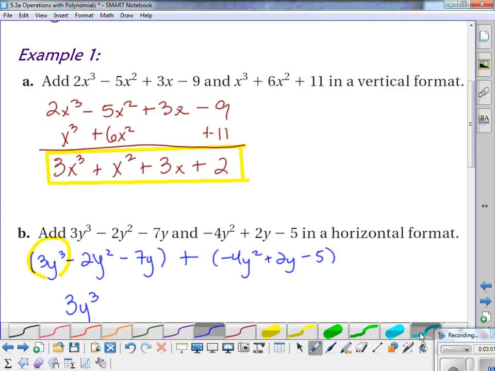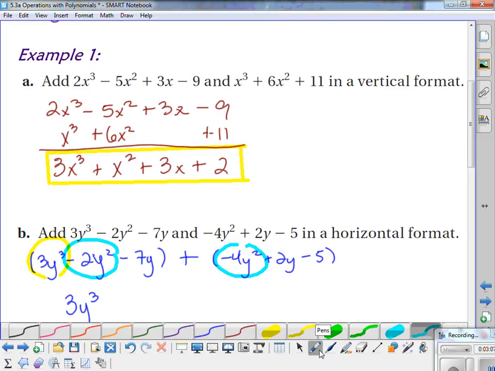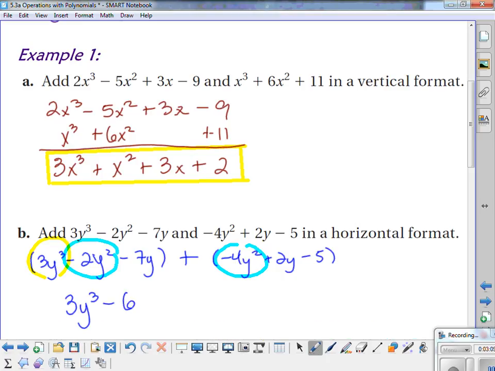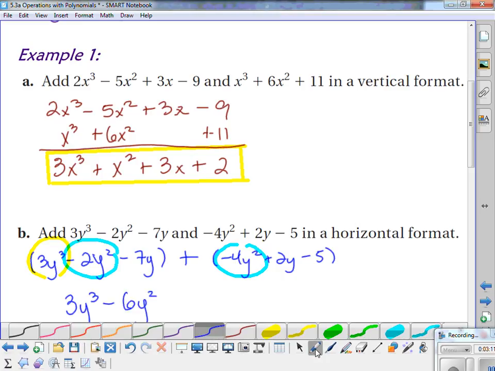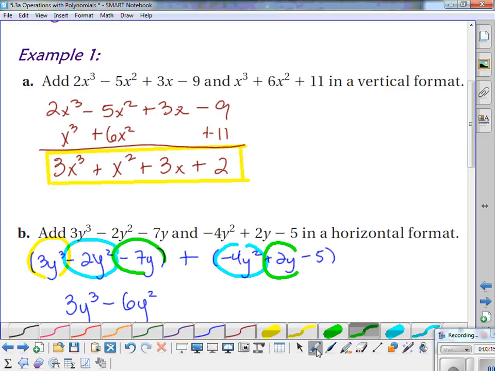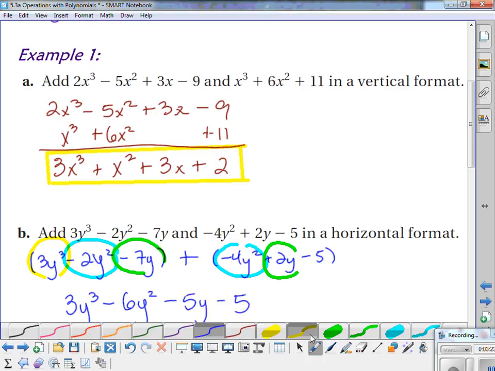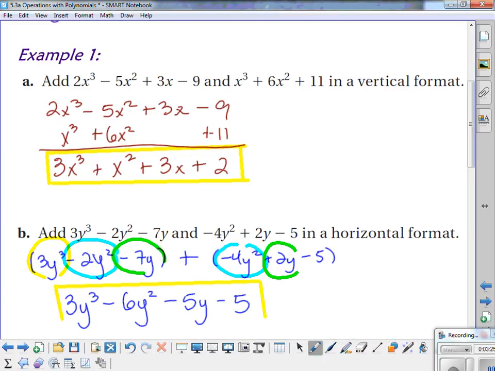And then if I look at y squared, I've got a negative 2y squared and a negative 4y squared. So that's a total of negative 6y squared. And I have a negative 7y and a plus 2y. So that is minus 5y. And then we just have the minus 5 on the end. So those are pretty straightforward. You guys remember doing those before, right?